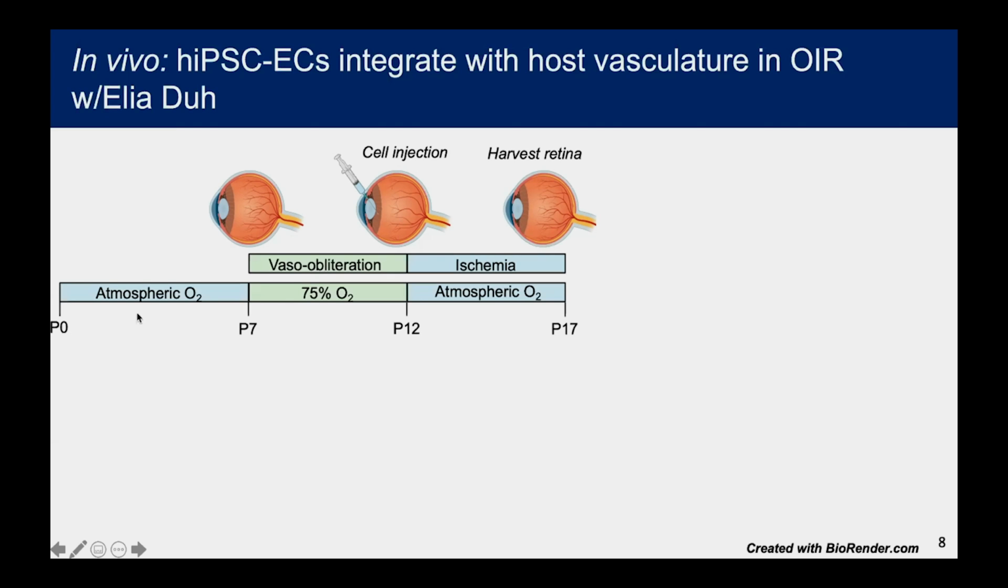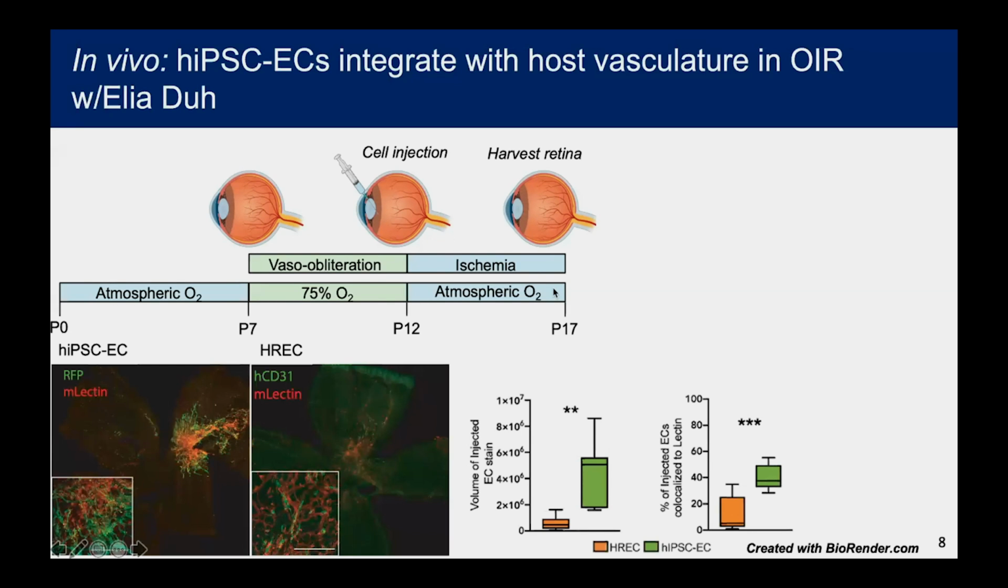So the way this assay goes, we take the pups on day 7, we take them into high oxygen chambers, and then move them back to atmospheric condition, which induces the ischemia. And what we have found is that when we inject the iPS-derived endothelial cells into this hypoxic retina, they integrate very nicely with the host vasculature.